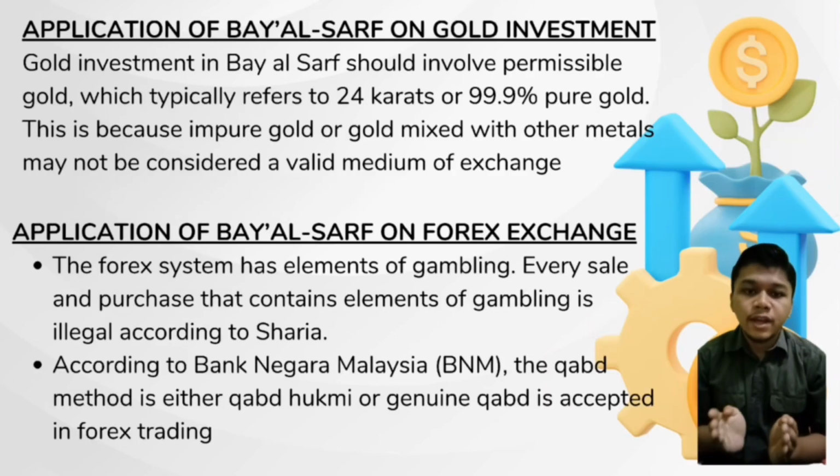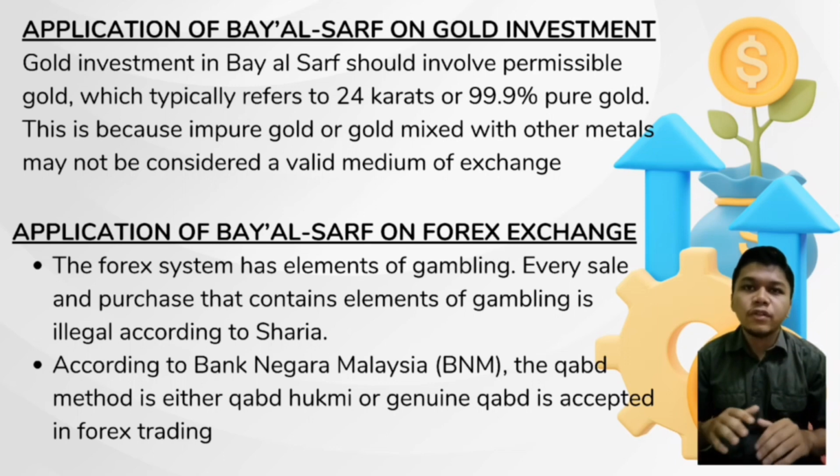Next is the application of Bai al-Sarf on gold investment. Gold investment in Bai al-Sarf should involve permissible gold, which typically refers to 24 carat or 99.9% gold. This is because impure gold, or gold mixed with other metals, may not be considered a valid medium of exchange. Next, spot transaction. Gold investment through Bai al-Sarf is generally conducted as a spot transaction, where the buyer and seller exchange the gold and payment on the spot without any delay or deferment.